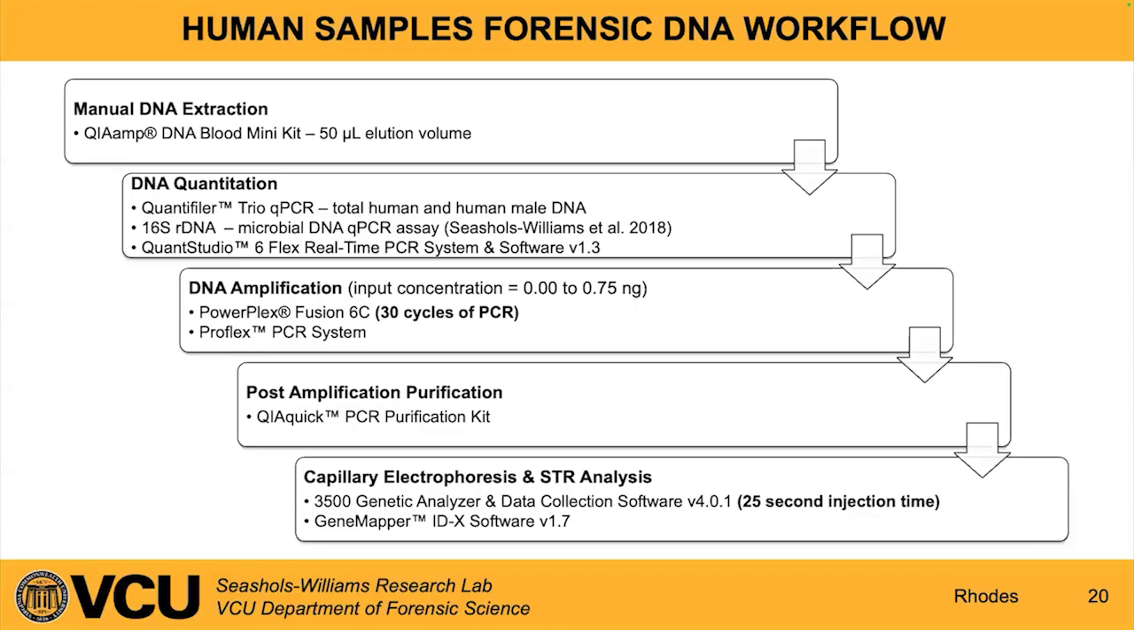For DNA amplification, samples were amplified with the PowerPlex Fusion 6C system, and we increased the number of PCR cycles to 30 instead of the manufacturer's recommended 29 because of the quality of these samples. After amplification, the samples underwent post-amplification purification with the QIAquick PCR purification kit, and then they were assessed with capillary electrophoresis with the 3500 Genetic Analyzer, and we increased the injection time to 25 seconds. The STR profiles were analyzed using GeneMapper ID-X software.